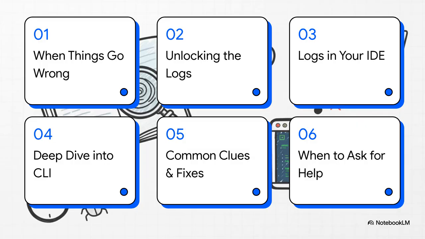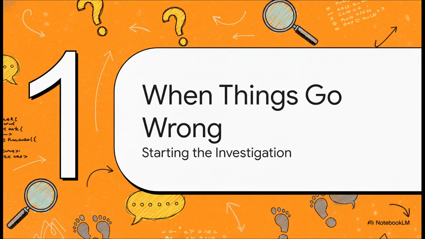So here's our game plan. First, we'll survey the scene of the crime. Then, we'll figure out how to unlock our case files, and by that, I mean the logs. We'll do a quick sweep right inside the IDE, and then we'll take a much deeper dive in the forensics lab with the command line. After that, we'll check out a lineup of the usual suspects, and finally, figure out when it's time to call for backup.